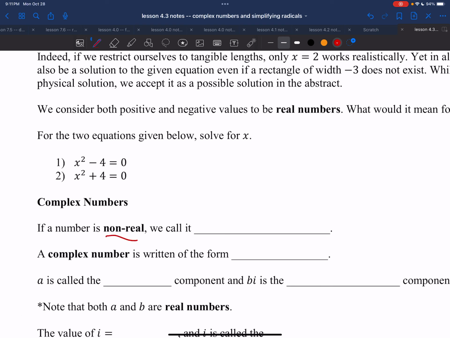If something is not real, well, then it's fake. And if it's fake, that means it's made up. And if it's made up, then you've imagined it. So a non-real number we call imaginary. Yeah? So a non-real number is called an imaginary number.